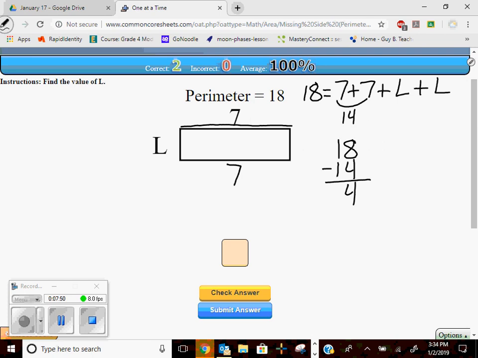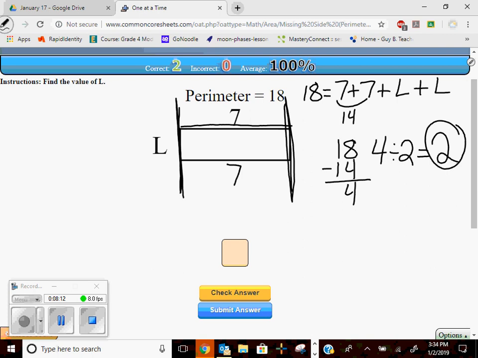Remember, that does not mean that each one of these sides is 4. No. What that means is that this side plus this side is 4. So I have to take that 4 and divide it in half because I want to know 2 of my sides. So 4 divided by 2 is 2. That must mean that my missing length here is 2. And if this is 2, then that's 2.